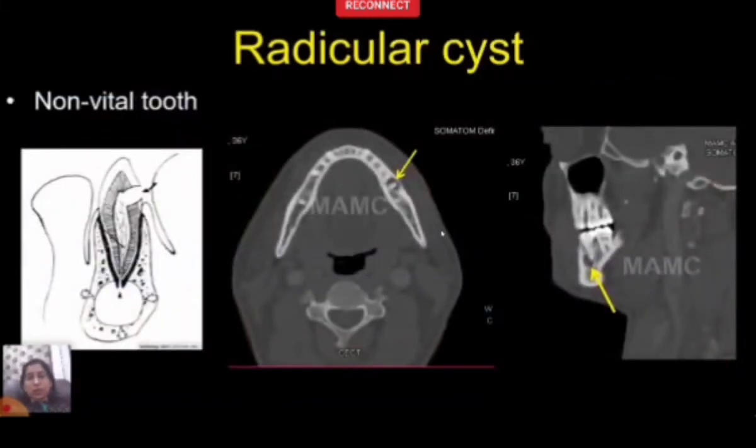So beginning with a radicular cyst, that's the most common cystic lesion in the jaw in relation to the apex of a non-vital tooth. The tooth has to be non-vital, be it secondary to caries, be it secondary to trauma. The tooth has to be non-vital, and there's a cystic lesion in relation to the apex.